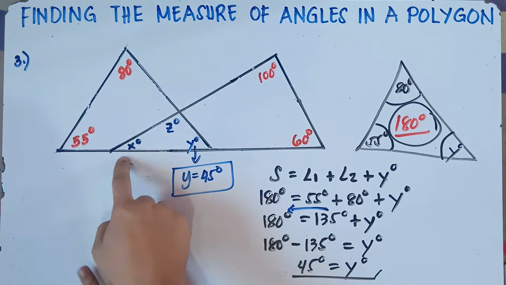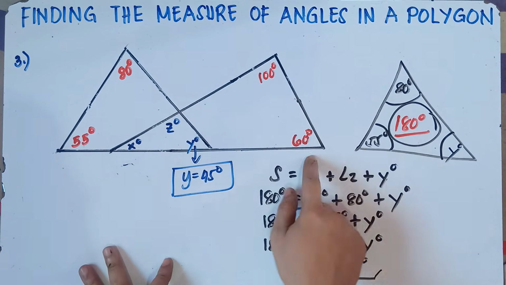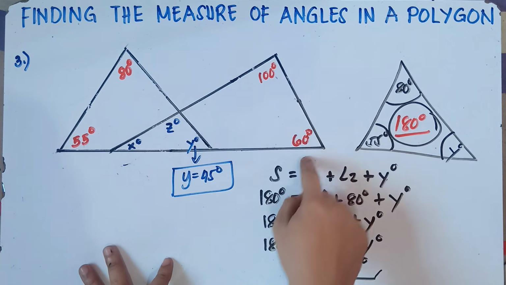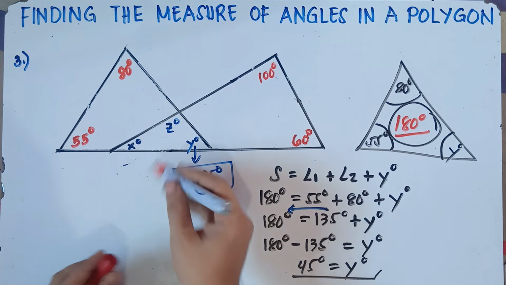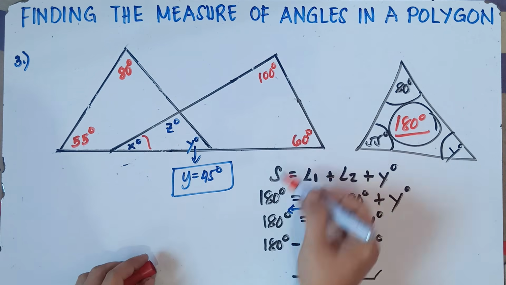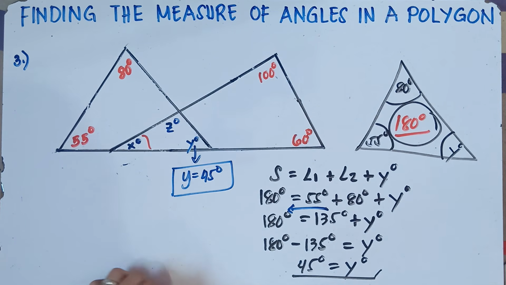Yup, we can actually find the value of x because this is a triangle and we know that the sum of these three interior angles, this angle right here, plus this angle, plus this angle, it should be equal to 180 degrees.